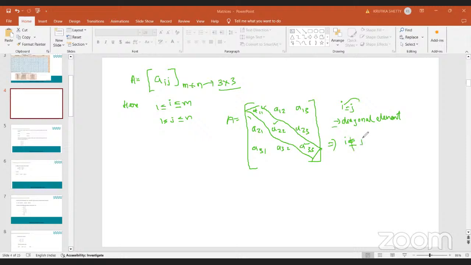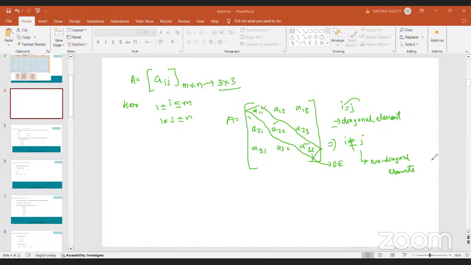Okay, i not equal to j. So see, these are the 3 elements where i is equal to j: a11, a22, and a33. These are called the diagonal elements. But you can see the 6 places over there: a12, a13, a23, a21, a31, and a32. In these cases i is not equal to j, and these elements are called non-diagonal elements.